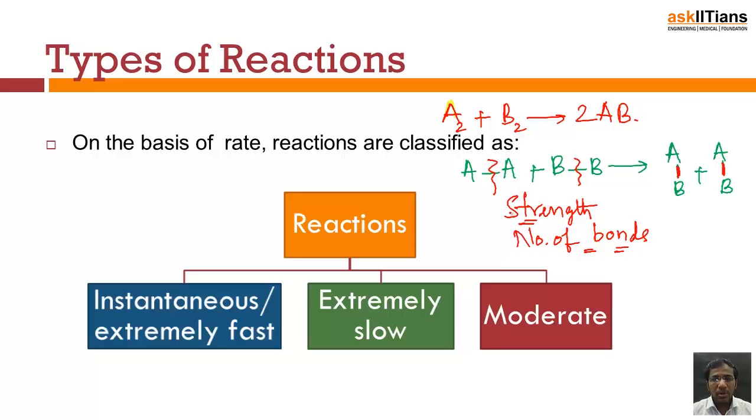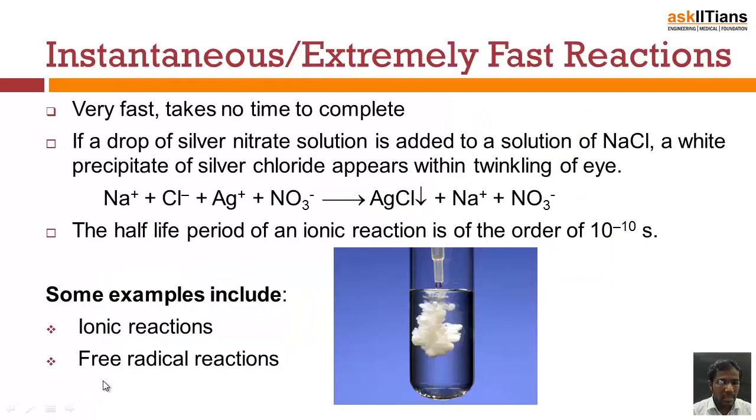So depending upon the rate, the reactions are classified into three types. One is instantaneous or extremely fast reactions. Second is the reactions which occur extremely slowly, and third is the moderate reactions. As a whole, the reactions can be classified into these three types. So let's take it further to understand more about it.